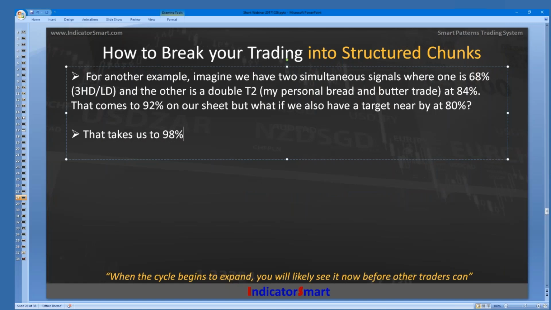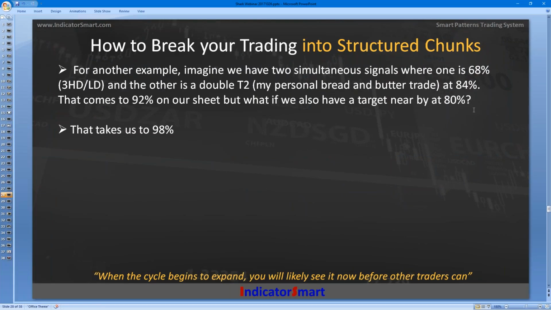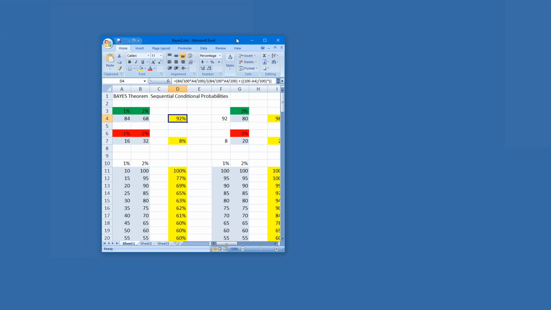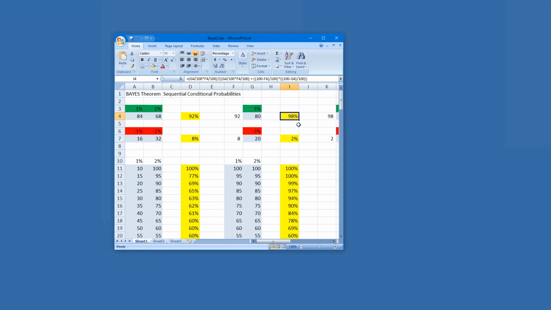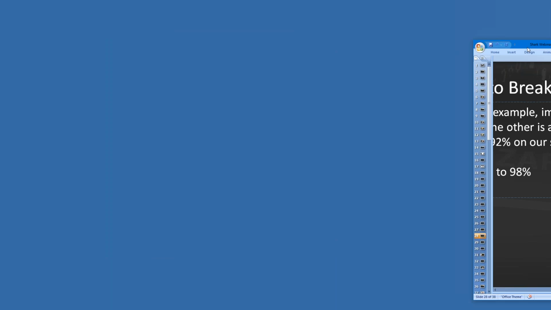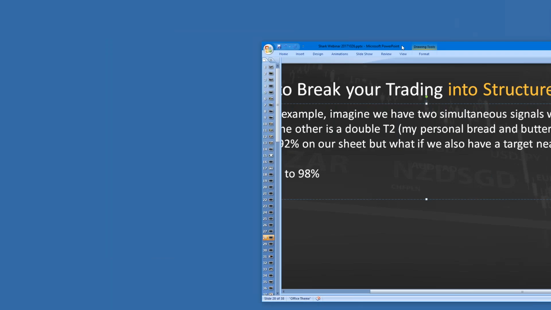So then, taking that a step further, what if we also have a target at 80%? We open in value and we haven't hit the high yet, in that particular case. Okay, put 80 in right there. What do we get? Ooh, 98%. You got to take it.